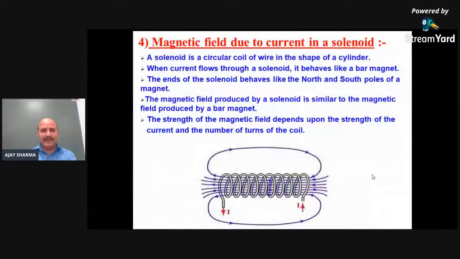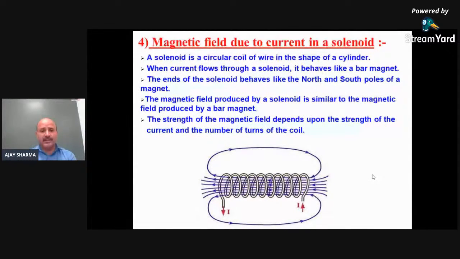Now third point, the ends of a solenoid behave like north and south poles of a bar magnet. I just told you that this solenoid starts behaving like a bar magnet, and a bar magnet has two poles, one north and the other south, and these polarities will be created as per the direction of the current. If current is flowing from one direction to the other, there are north and south polarities. On one side there is north and on the other side it is south. If we reverse the direction, the polarities will be reversed.